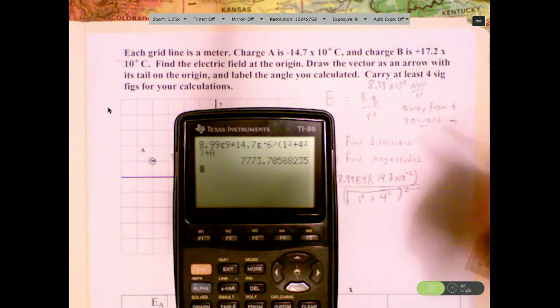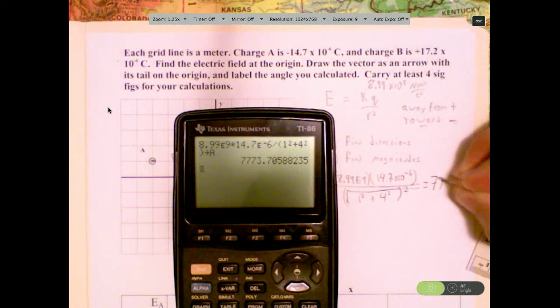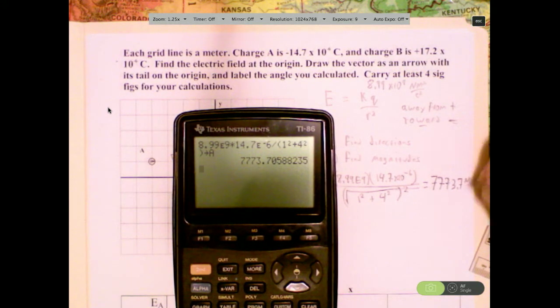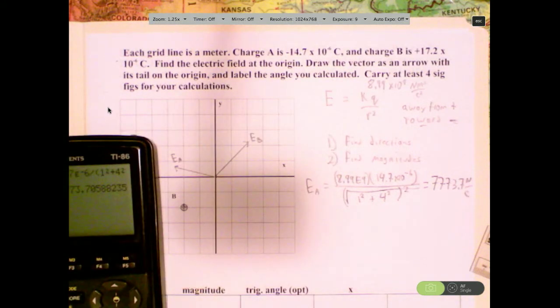And that's quite large. That's 7773.7 newtons per coulomb. Did I do that right? It looks like I did.